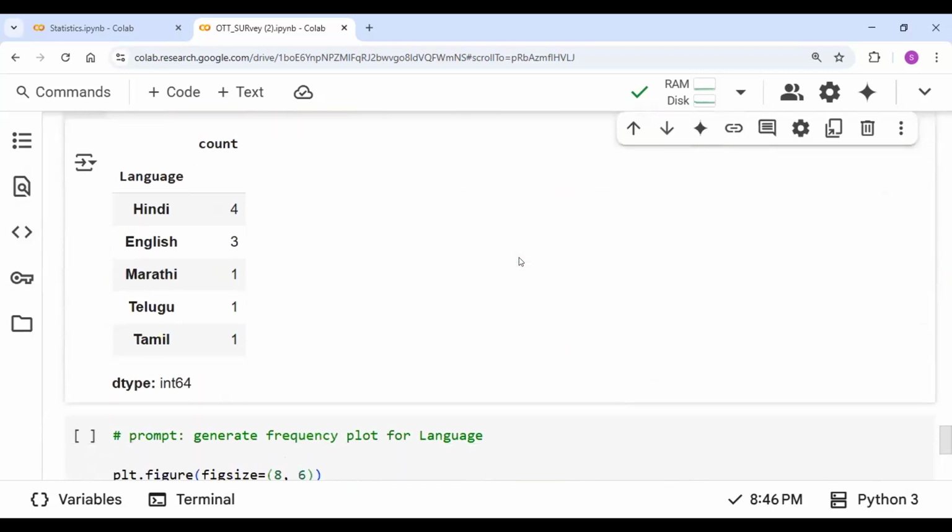Can you interpret? Can you understand your data in this aspect? Yes.